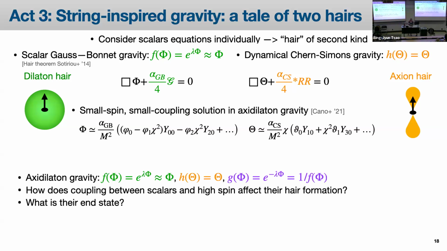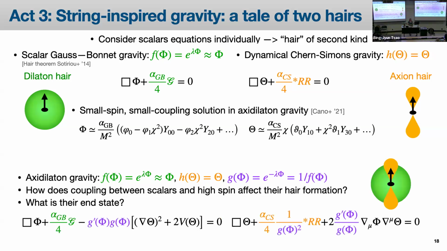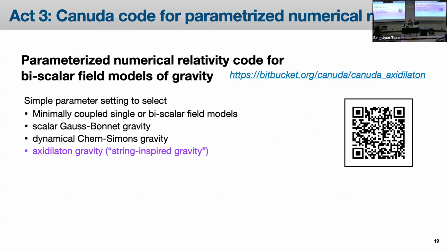So one of the questions that we wanted to address is, how does the coupling between the scalars affect the formation of scalar hair, and how does high spin affect this formation of scalar hair? What's the end state here? Because that's something that we cannot capture analytically. So what we've been solving is really this set of equations that we have down here with our Canuda code for axion-dilaton gravity. So this is a parameterized numerical relativity code for two scalar field models coupled to gravity.